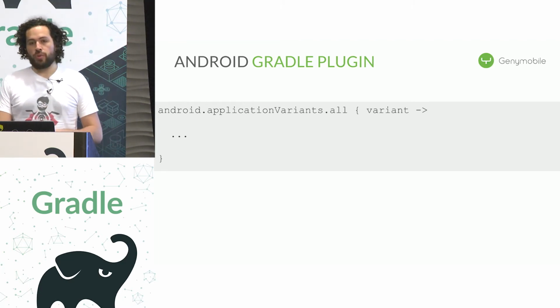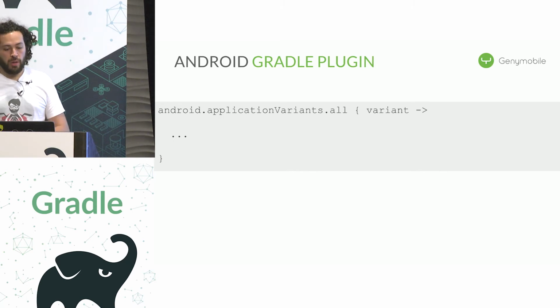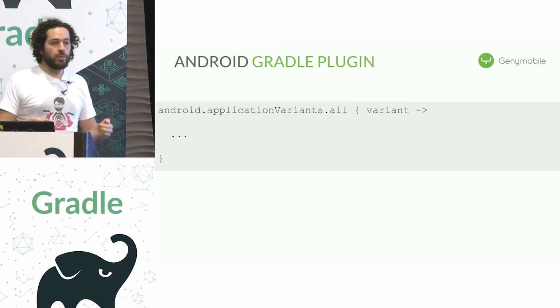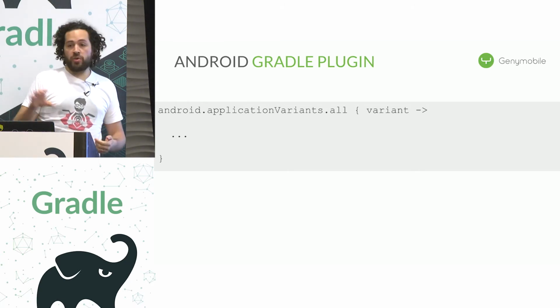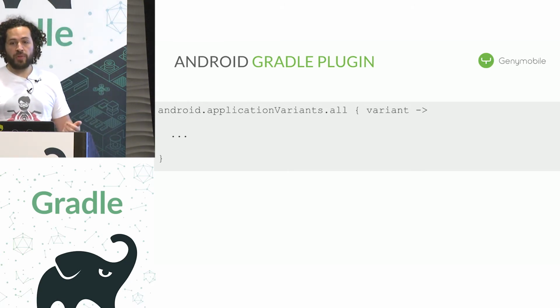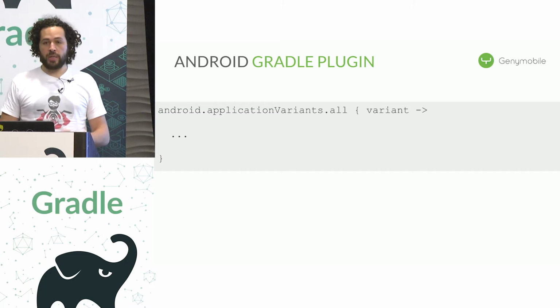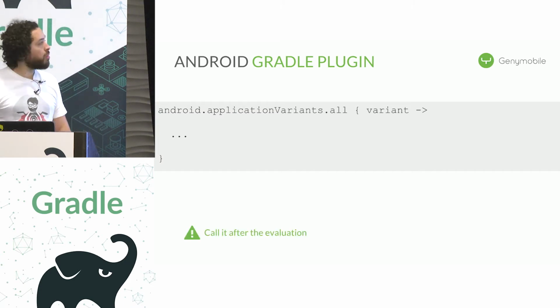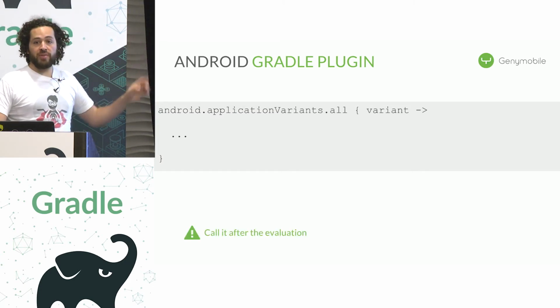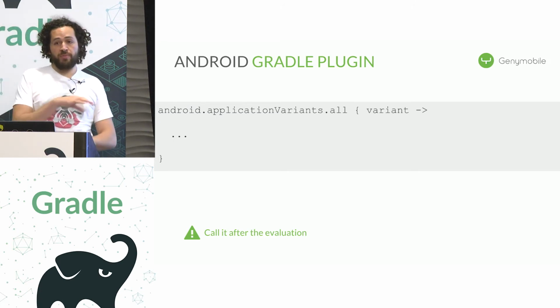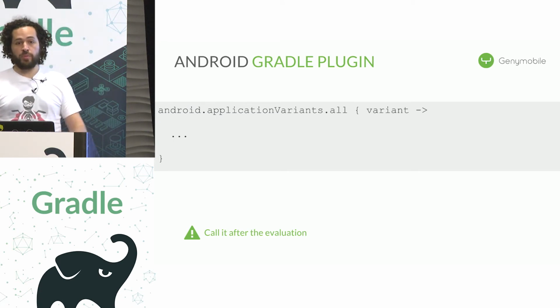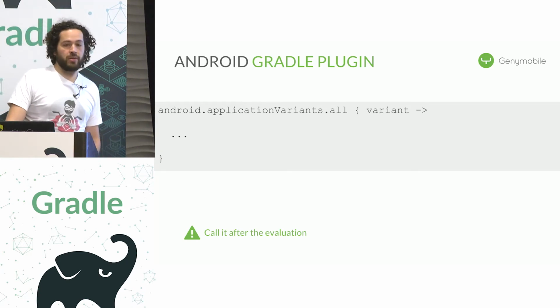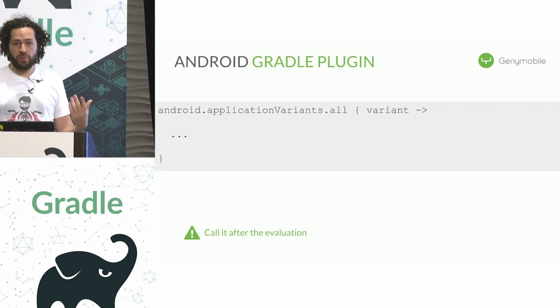One thing which is very important: when you call all on the application variants or any collection like this, it will launch the generation of all the tasks from the Android Gradle plugin. So it's really important that you call this after the evaluation. So you make sure that the configuration has been totally executed by the build, and you won't do bad things that will prevent your user's project from working correctly.